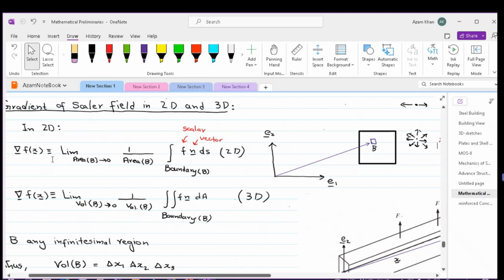Now, one last thing, this definition of gradient will give us a vector quantity. As we can see, f is scalar.